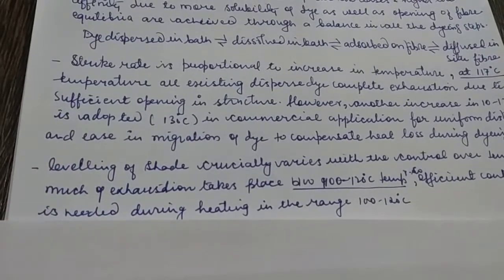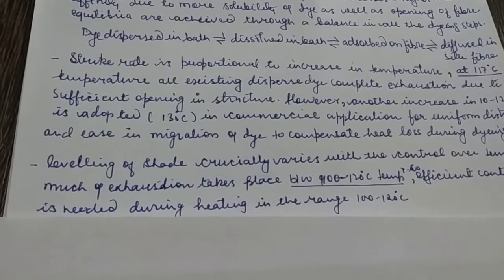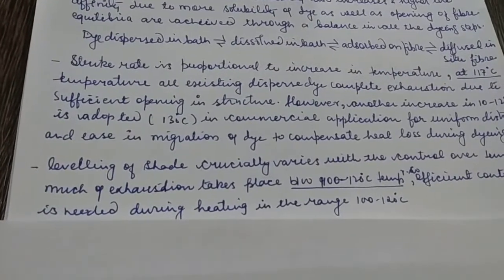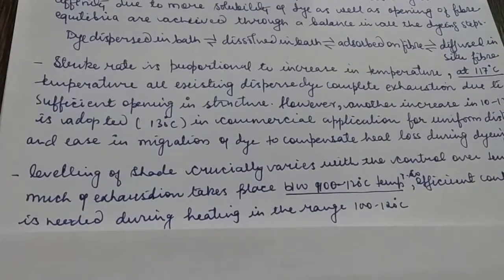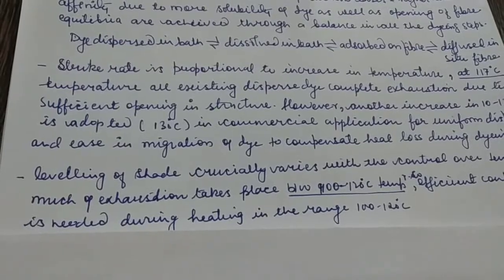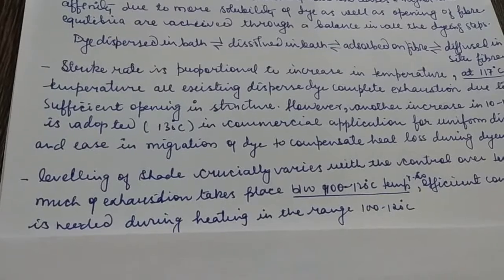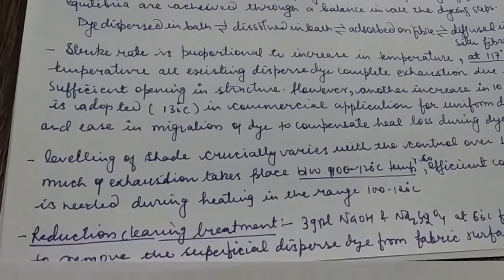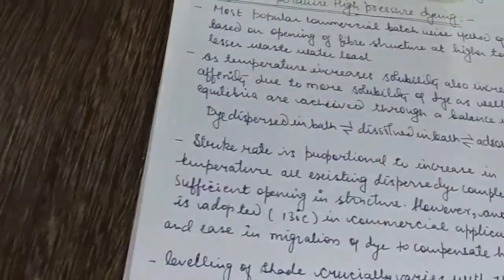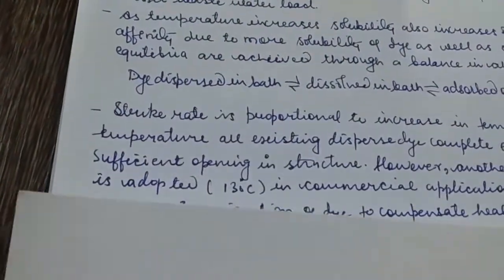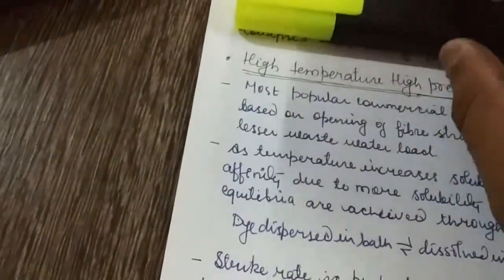So we need a much controlled rate of dyeing, and this is controlled through controlling the temperature, meaning the rate of temperature increase, that is, the per minute increase in temperature. Generally we follow 1 degree centigrade per minute increase in temperature. After dyeing, in disperse dyeing, there is one common problem associated with this method, that is the formation of oligomers.